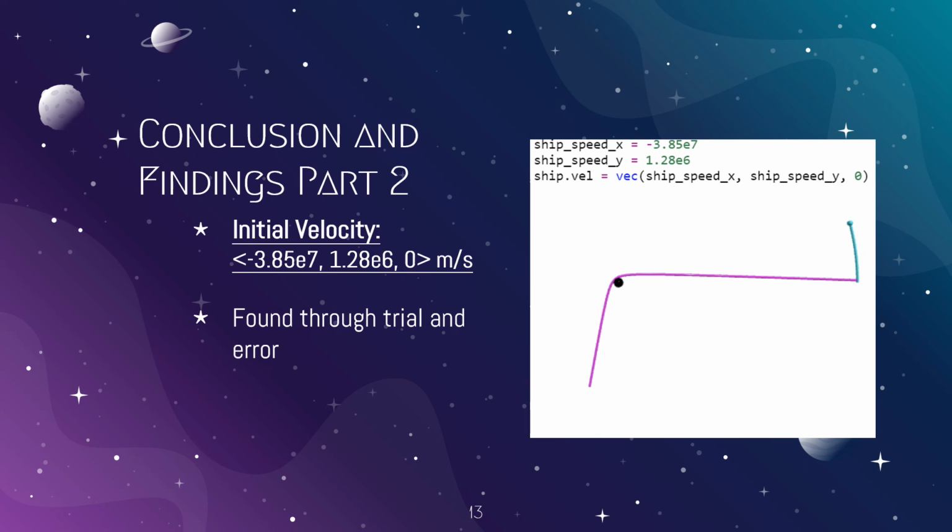So for part 2, the initial velocity that I got was negative 3.85 times 10 to the 7 in the x direction and 1.28 times 10 to the 6 in the y direction. And as you can see, that made it so that the spaceship was able to just pass by the black hole without getting sucked in.